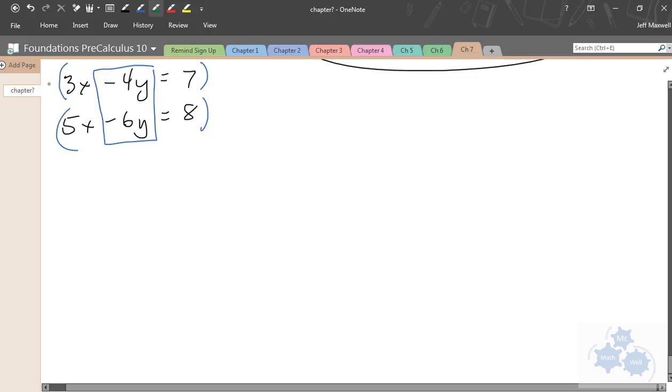Okay, I could multiply this one by 3. That would give me a negative 12y, right? Now I want a positive 12y here, so what number would I multiply this equation by? Negative 2. It has to be negative because we want this to end up positive. One's negative and one's positive. If you did a positive here, then this one would have to be negative.